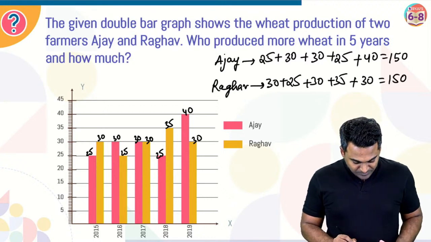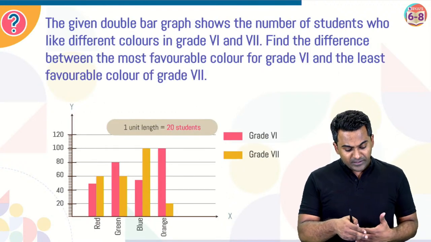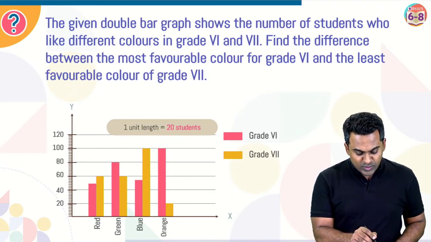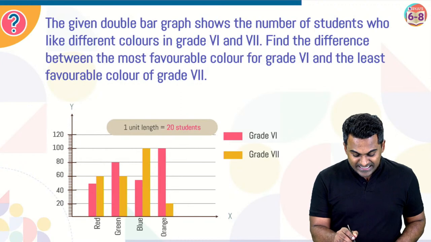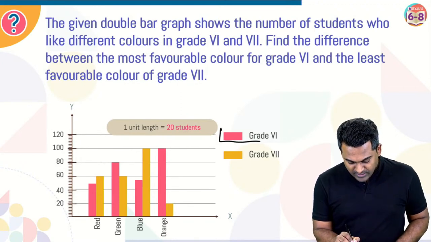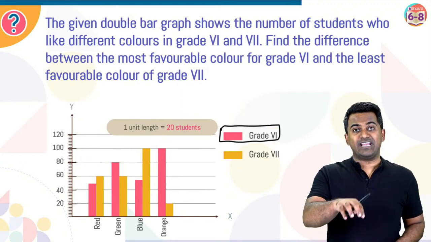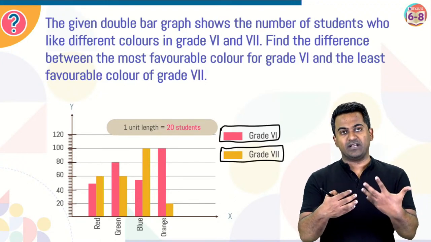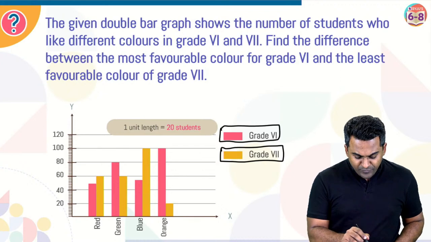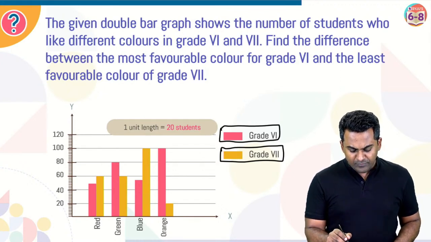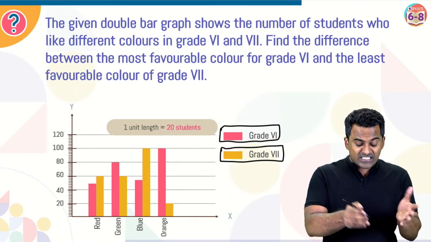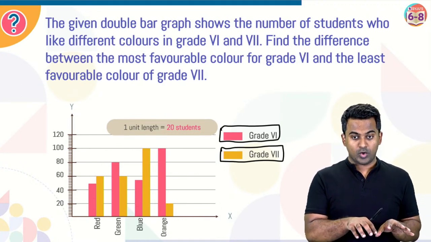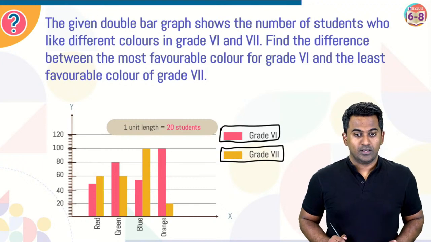Okay, cool. So this is different. You have a different set of data here. The given double bar graph shows number of students who like different colors in grade 6 and grade 7. So these colored bars will represent the data for grade 6. And these colored bars, the mustard color, is going to represent the data for grade 7. Difference between most favorable color for grade 6 and least favorable color for grade 7. Go ahead and answer this.